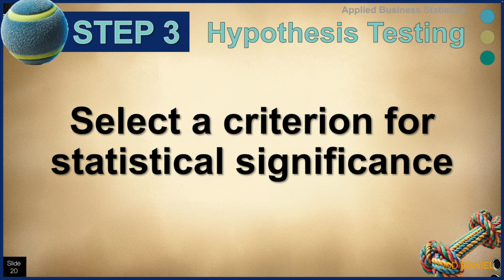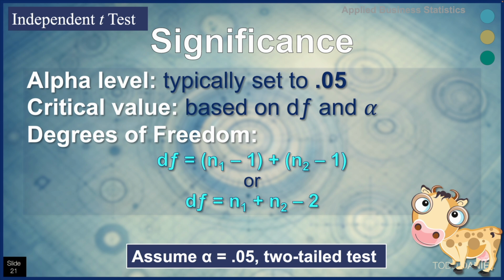Select a criteria for statistical significance. And as we often do, we're going to keep our alpha level set to 0.05. However, we could set it to 0.01 or 0.10 or really any other probability value that we chose to use. But if we did so, we would want to justify why we are choosing an alpha level different than 0.05. Then we need to determine what is our critical value, what's our cutoff score, and that is going to be based upon the alpha level of 0.05 and the degrees of freedom.